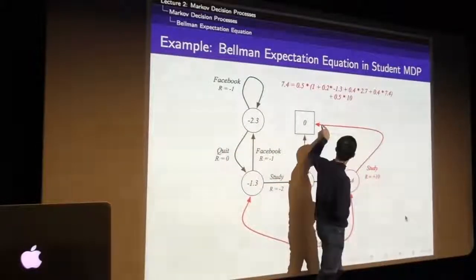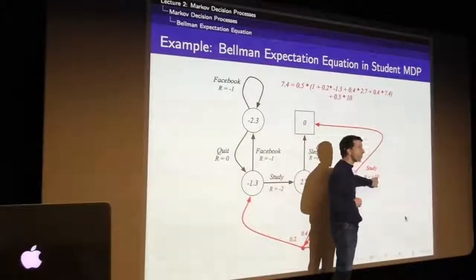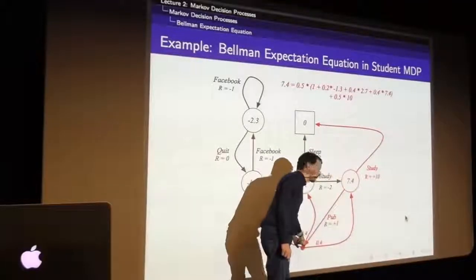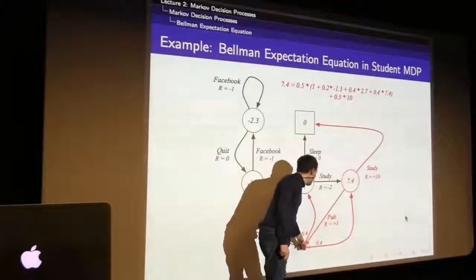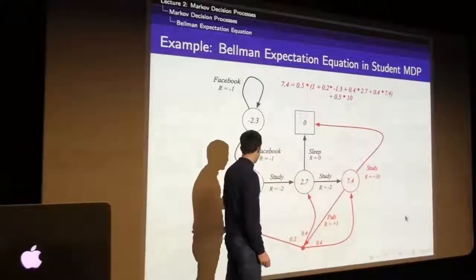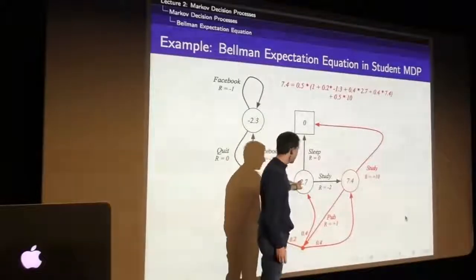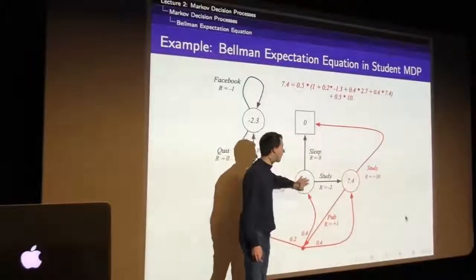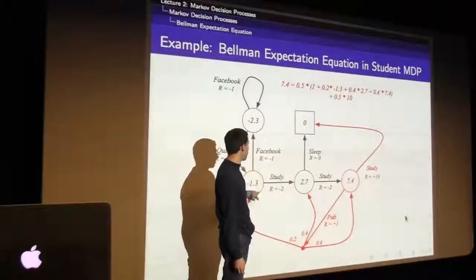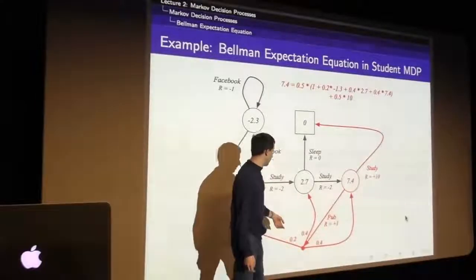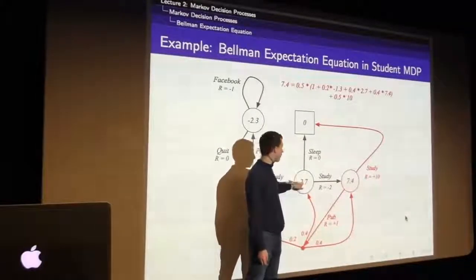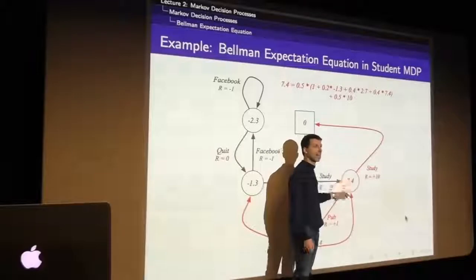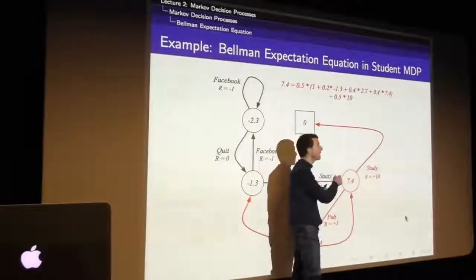There's a 0.5 chance we'll take this arc and get plus 10 reward. That's this part here. There's also a 0.5 chance we'll end up taking this arc, end up in the pub, and the pub might take us with 0.2 probability over here, 0.4 probability over here, 0.4 probability over here. And in each of those cases, we'll end up in a different state with a different value. So there's a 0.2 chance we'll end up in this state here with value minus 1.3. There's a 0.4 chance we'll end up in this state with a value of 2.7. And a 0.4 chance we'll end up in this state here with a value of 7.4, again ending up where we started. So you can see this is quite cyclic.